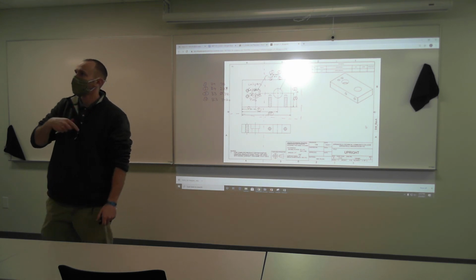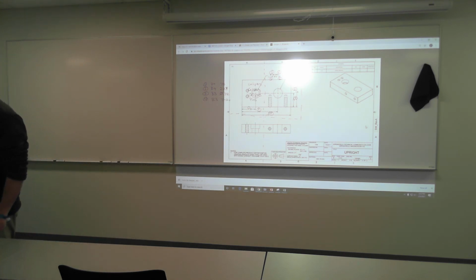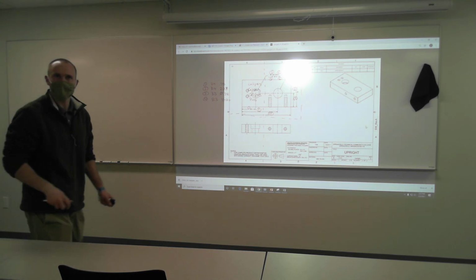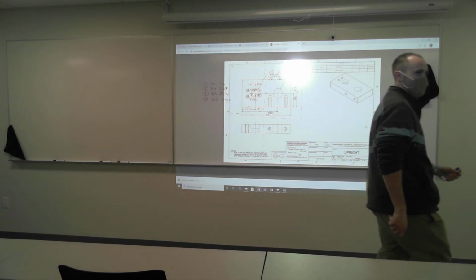Now, this print doesn't have any examples of higher precision tolerances, but some of the other prints do. So let's go bounce over and look at one of those quick, and then we're done with this lecture, and we'll start running the machines.